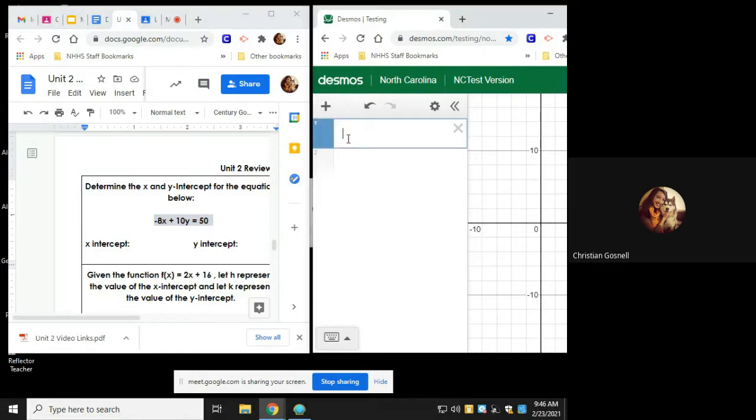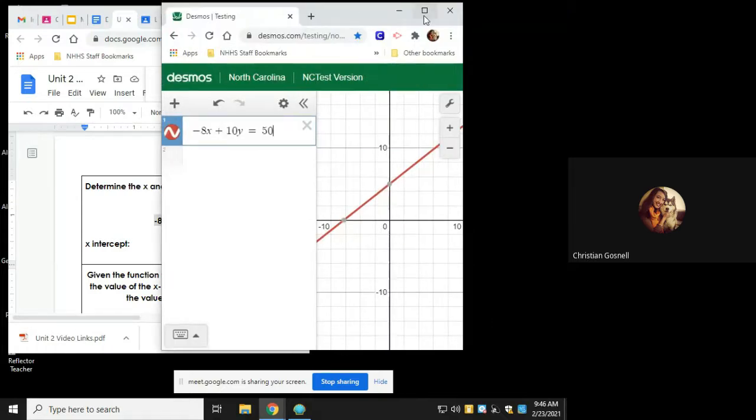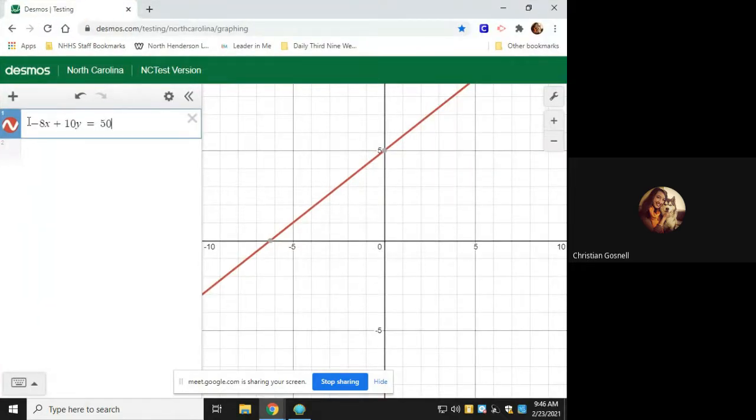So what I want to do is type in this equation. It's a negative 8x plus 10y equals 50. When I do that, I can see this graph of this line, and what I wanted was the x and y intercept. The x-intercept is where this red line is going to cross this x-axis, and notice a little gray dot pops up. So that's what I want to click on.